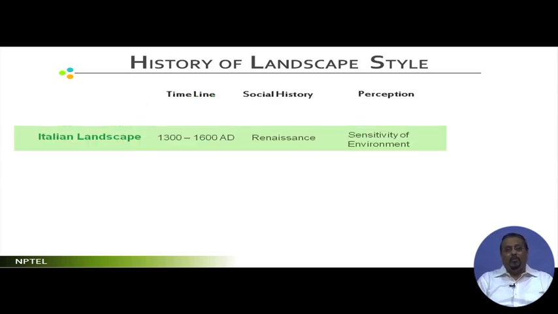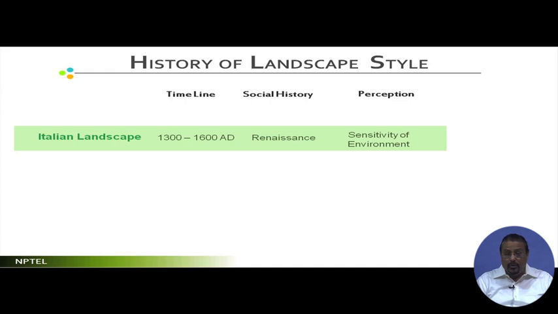In terms of timeline, the social history and the perception of the Italian landscape: the social history was Renaissance. This is the period when lots of change came in ideologies, in breaking away from the traditions, in creation of art forms, architectural forms, literature. This Renaissance period was an excellent period which very boldly deviated. There were sufferings, but there were also creations. At that time, the Italian landscape evolved.